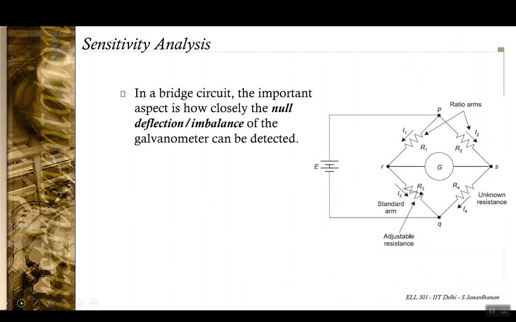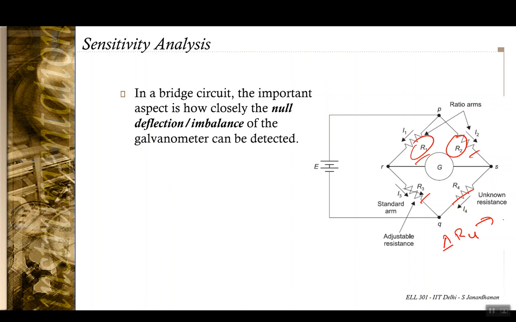Now let's go to the sensitivity analysis. What values of R1, R2, the fixed arms, are going to give me better sensitivity, and what is the relationship between R1, R2, R3 and R4 that will ensure that I have maximum sensitivity, so that I am able to detect delta R4 very efficiently.